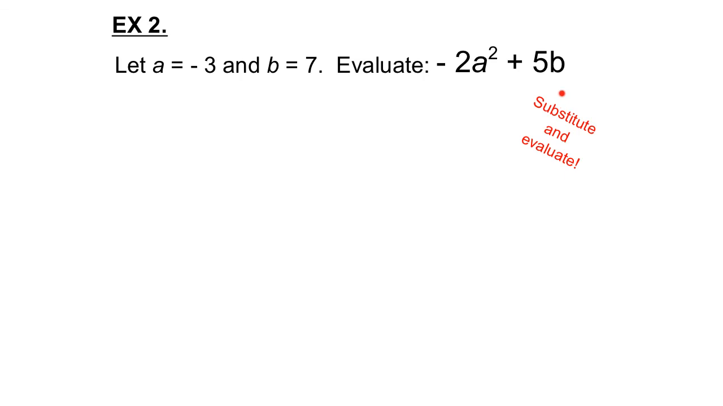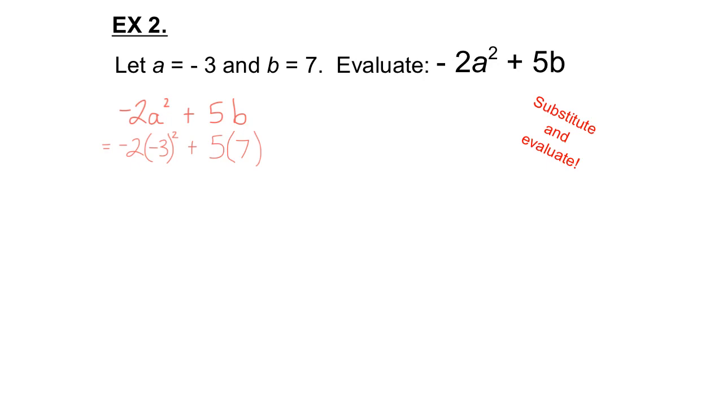Okay, remember, substitute just means replace. Evaluate means find the value. And we've done that before by following the rules of BEDMAS. So let's start with our expression, -2a squared plus 5b. A is replaced with -3, and b is replaced with 7. So that makes my expression -2 times -3 squared plus 5 times 7.